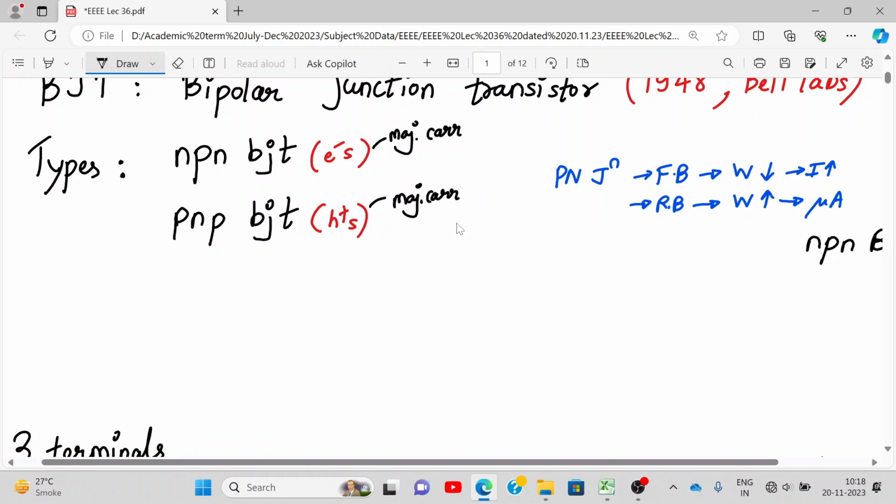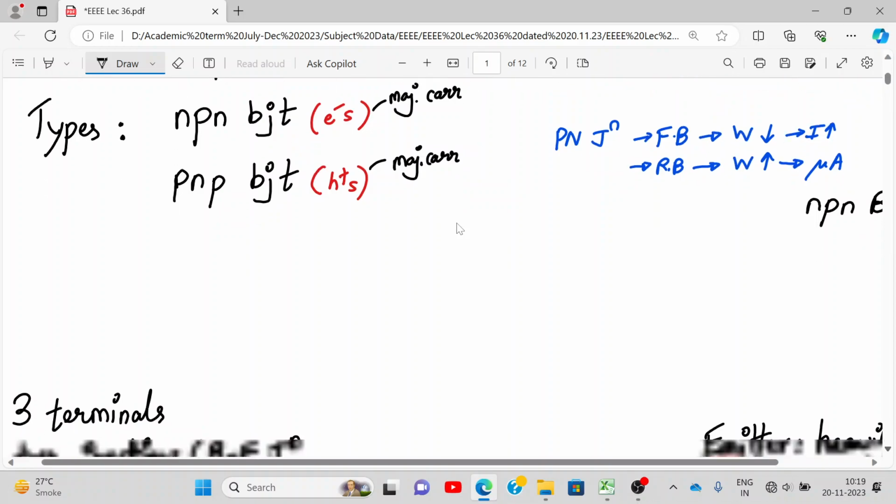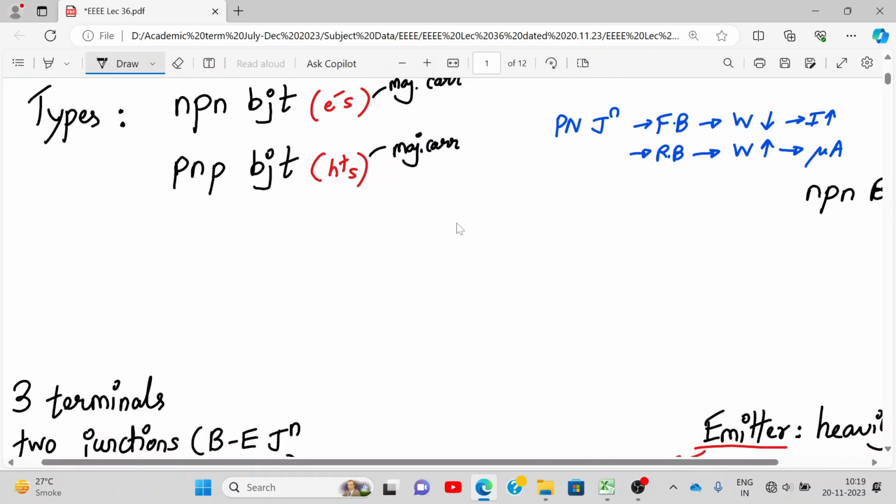Okay. Are you ready? Now I'll explain the construction and the working. Working a little later. First the construction, what it is made up of. Let me expand it a little. Types understood, the full form of BJT, the meaning of it, bipolar junction transistor. Bipolar means it conducts in both ways. Two types are NPN and PNP.